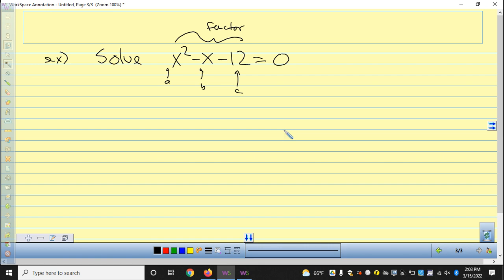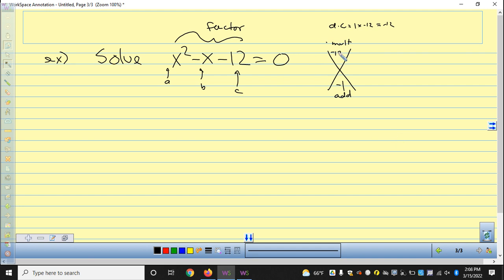So just a reminder about factoring. If I set up my cross, I need to find my factors. We always put A times C here. A times C is 1 times negative 12, which is negative 12. So that goes here. We want two numbers that multiply to negative 12 and add to B, which is negative 1. So we need two numbers that multiply to negative 12, add to negative 1.